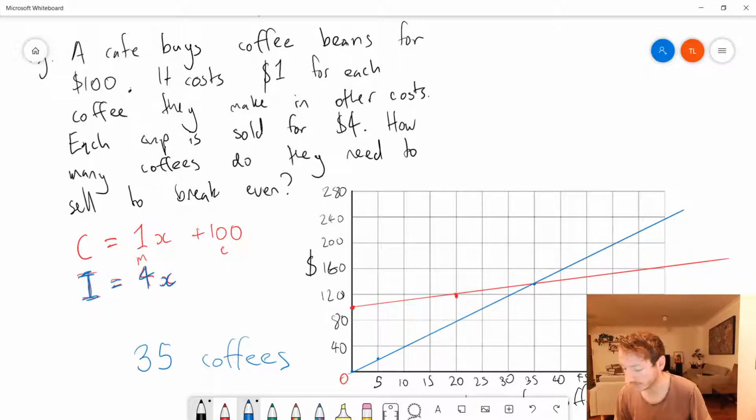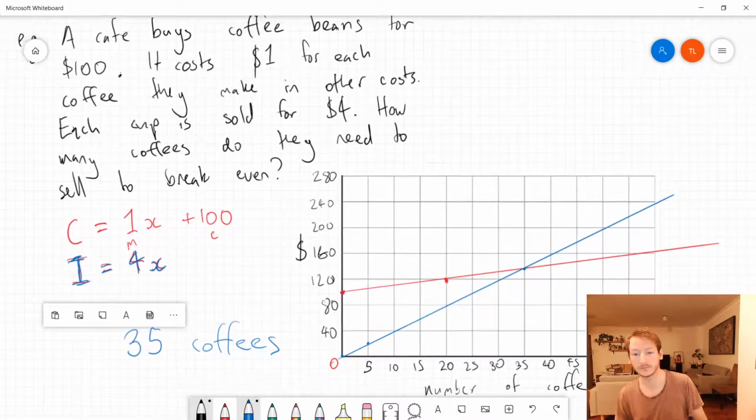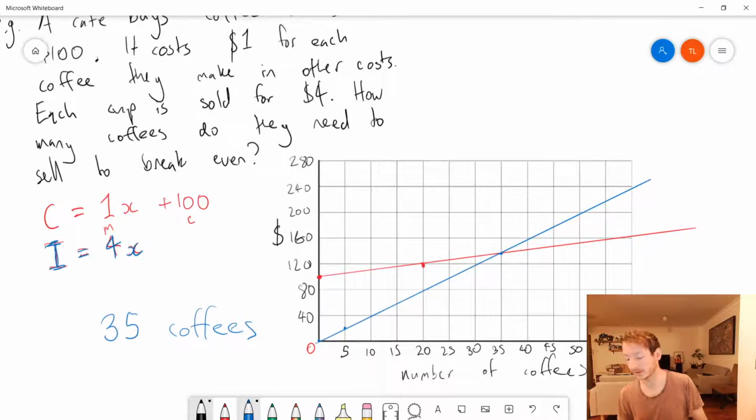1 times 35 plus 100 is 135. 35 times 4, that's what? 90, 120 plus 20, 140. Yeah, so I think the real answer would have been 34 coffees, but we don't have that kind of visibility on this graph because we're not using as good a scale. But algebraically that works. 35 coffees, we have a higher income than we do an expenditure. Alright, so that's how we do it.